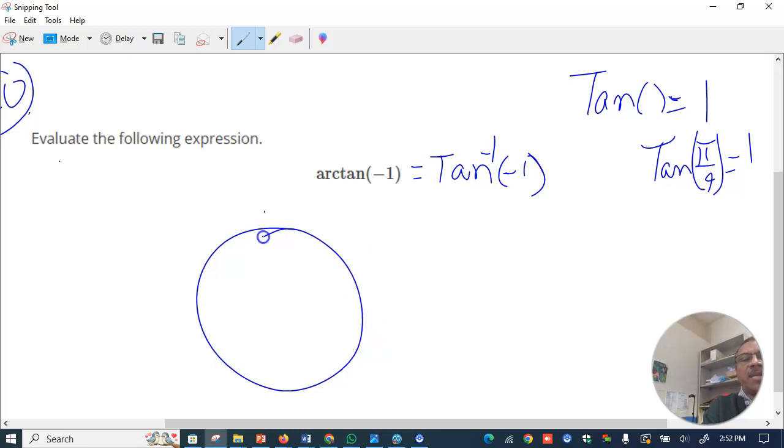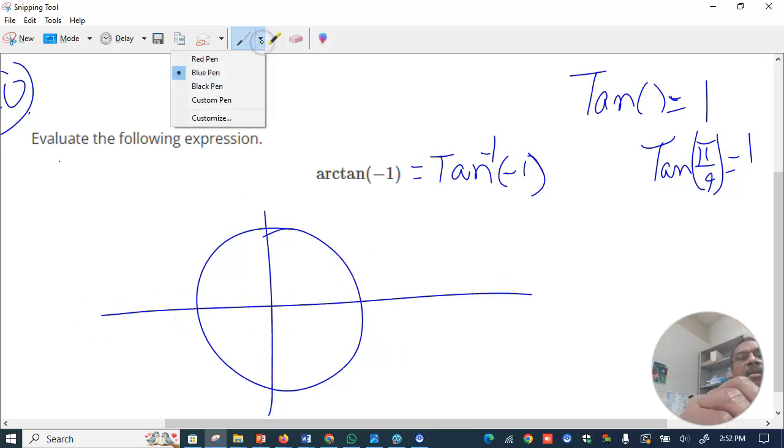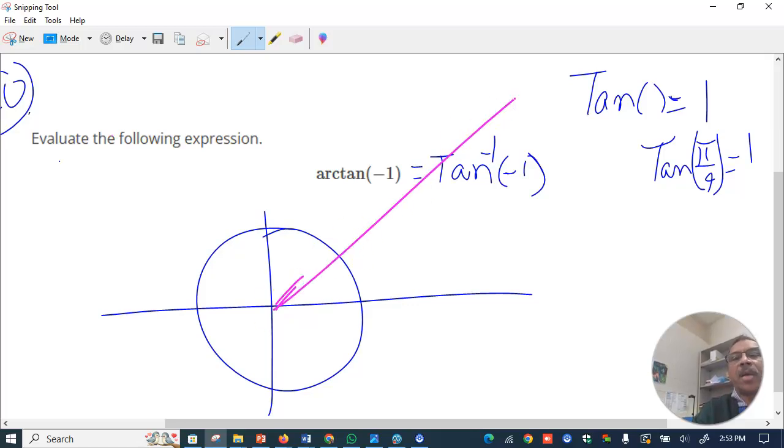Now, if you see the unit circle again, this is 45 degrees. This will be pi by 4. So this angle I write is theta here. Theta here is pi by 4. For this angle tan is 1. So this pi by 4 gives you the answer. But remember, for arctan, this is going to be the angles between minus 90 and plus 90.